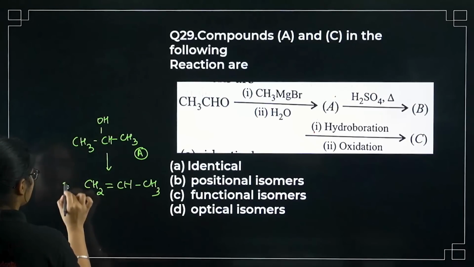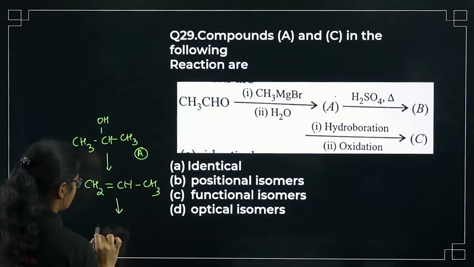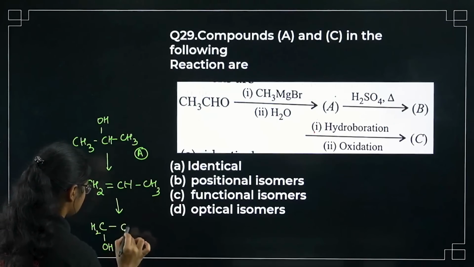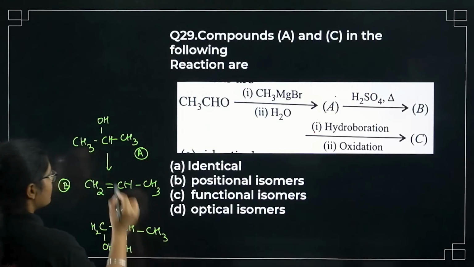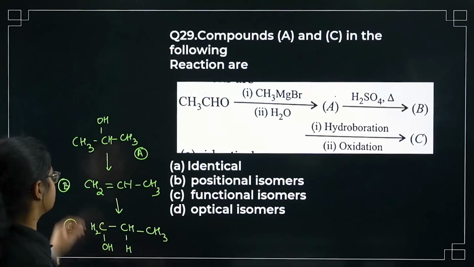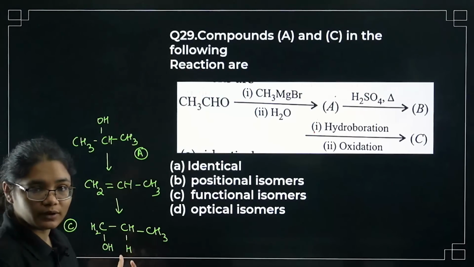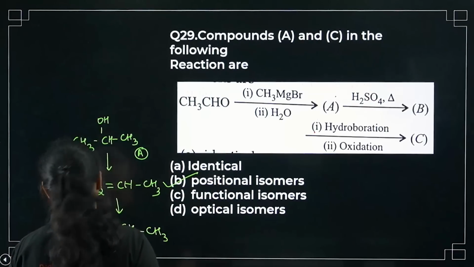Now if I do hydroboration oxidation, right, hydroboration oxidation will add water like this. Okay, so what is the relation between A and C? Okay, A and C. So this is propan-2-ol and this is propan-1-ol, right? So these are your positional isomers. So option number B here.